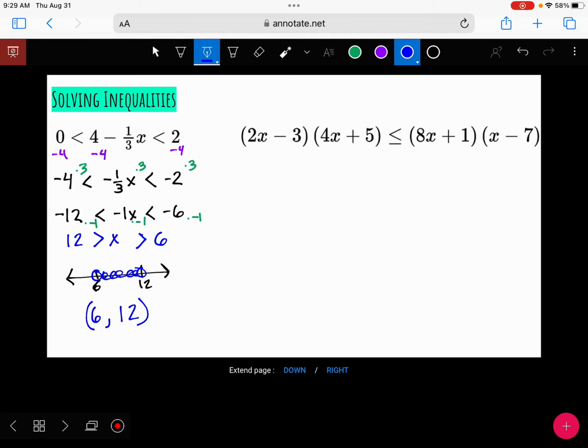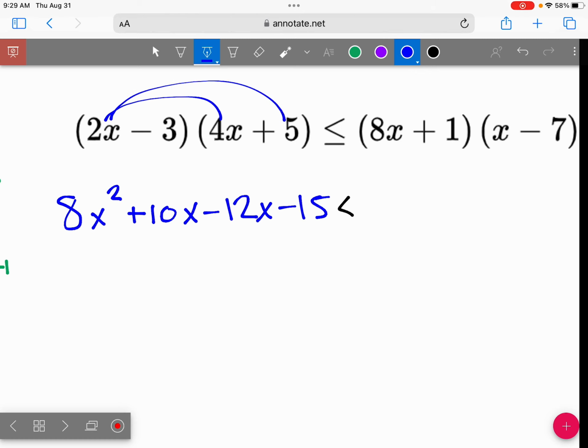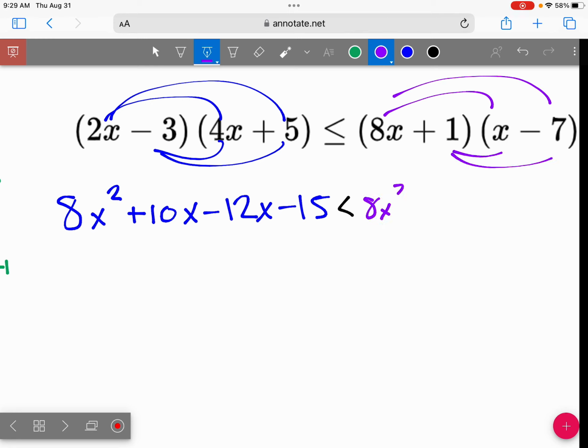So what we need to do, multiply them out. Distribute. So we're going to have our 8x squared plus 10x minus 12x minus 15. That's doing this distribution. And we're going to do this side. Same process. 8x squared minus 56x plus x minus 7.